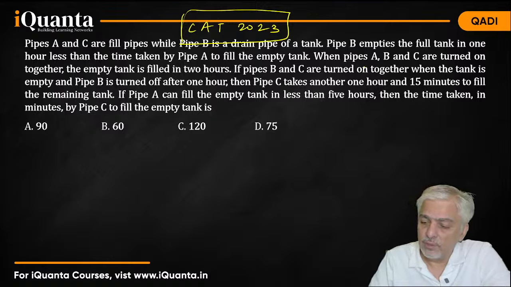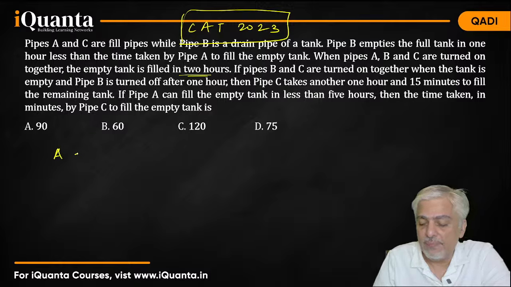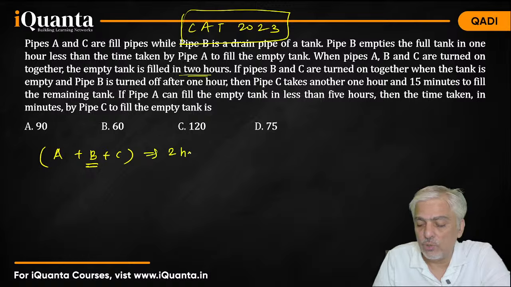Now, I'm just concentrating on this part. When pipe A, B, C all are turned on together, they can fill an empty tank in 2 hours. That means A plus B plus C, where B is negative work, take 2 hours to do the work, which is 120 minutes.